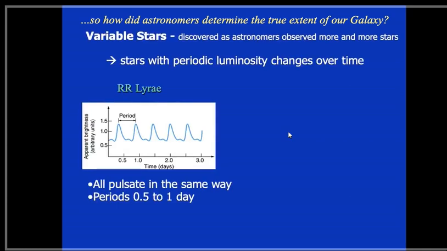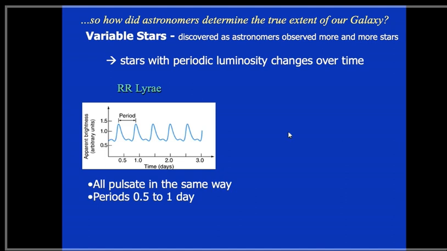So they eventually, through mapping out various regions of the sky, astronomers discovered that some stars were varying, what they called variable stars. And these variable stars turned out to be quite useful for getting the size of our galaxy. So I'll explain why. First, let me explain what a variable star is. It's essentially just a star that has a periodic luminosity, meaning that the luminosity or the brightness of the star changes over time and in a very systematic way.